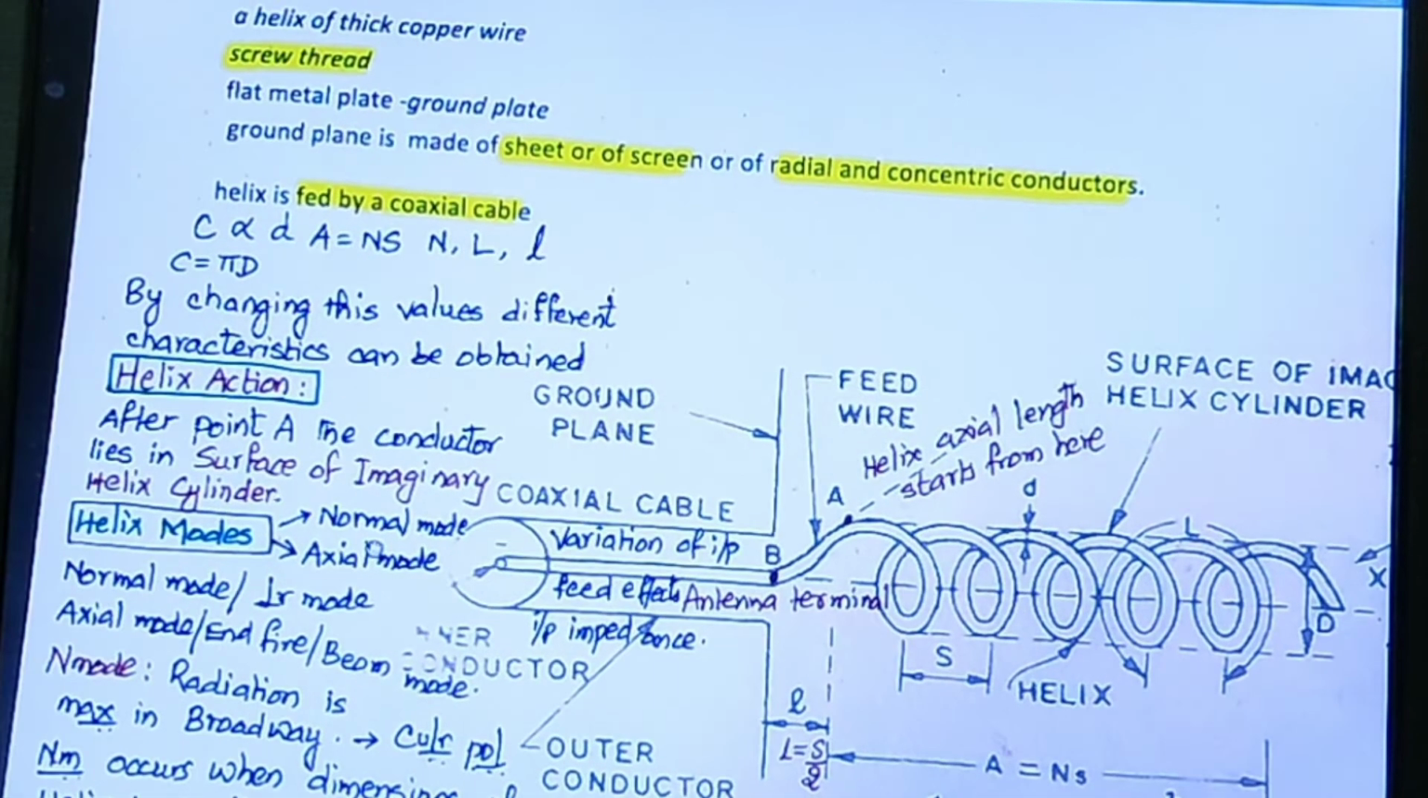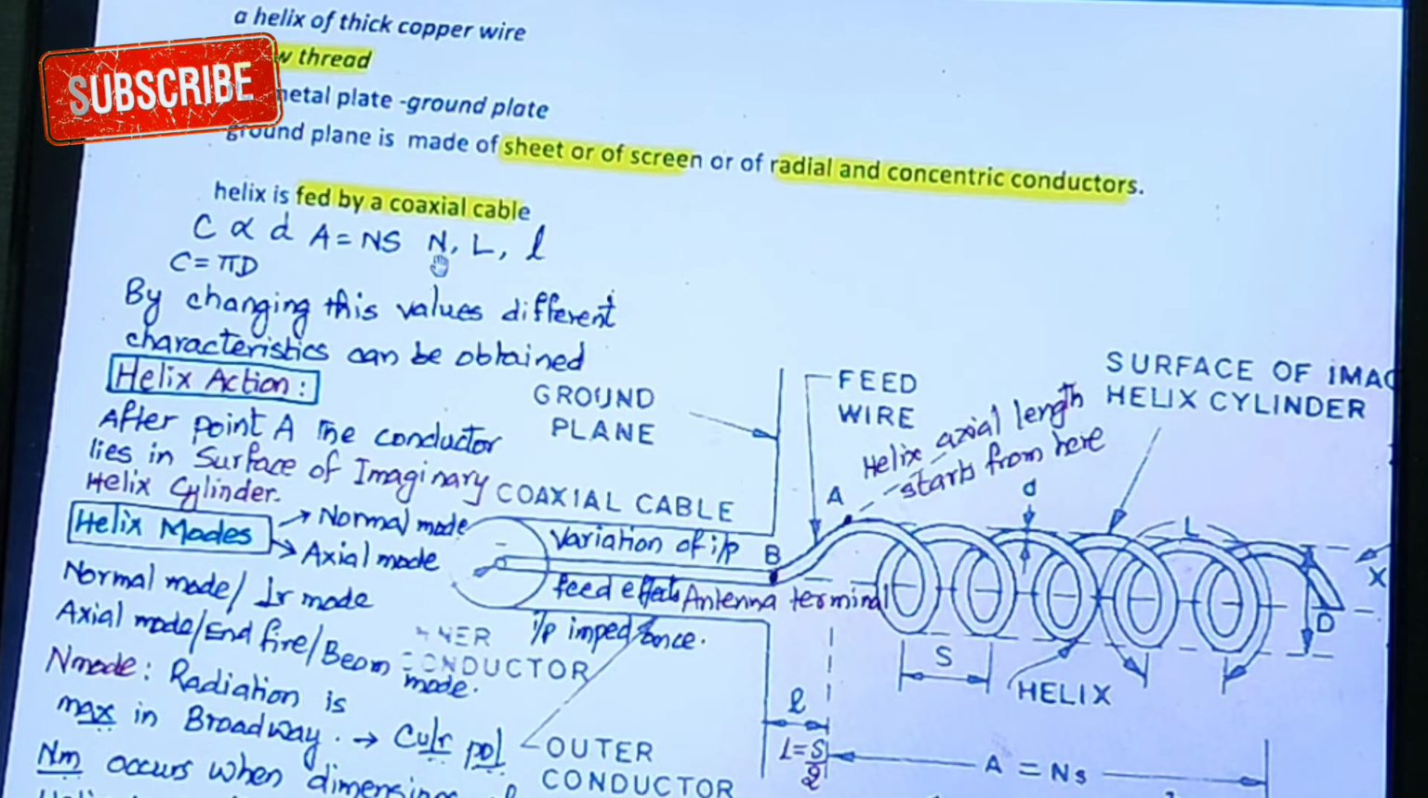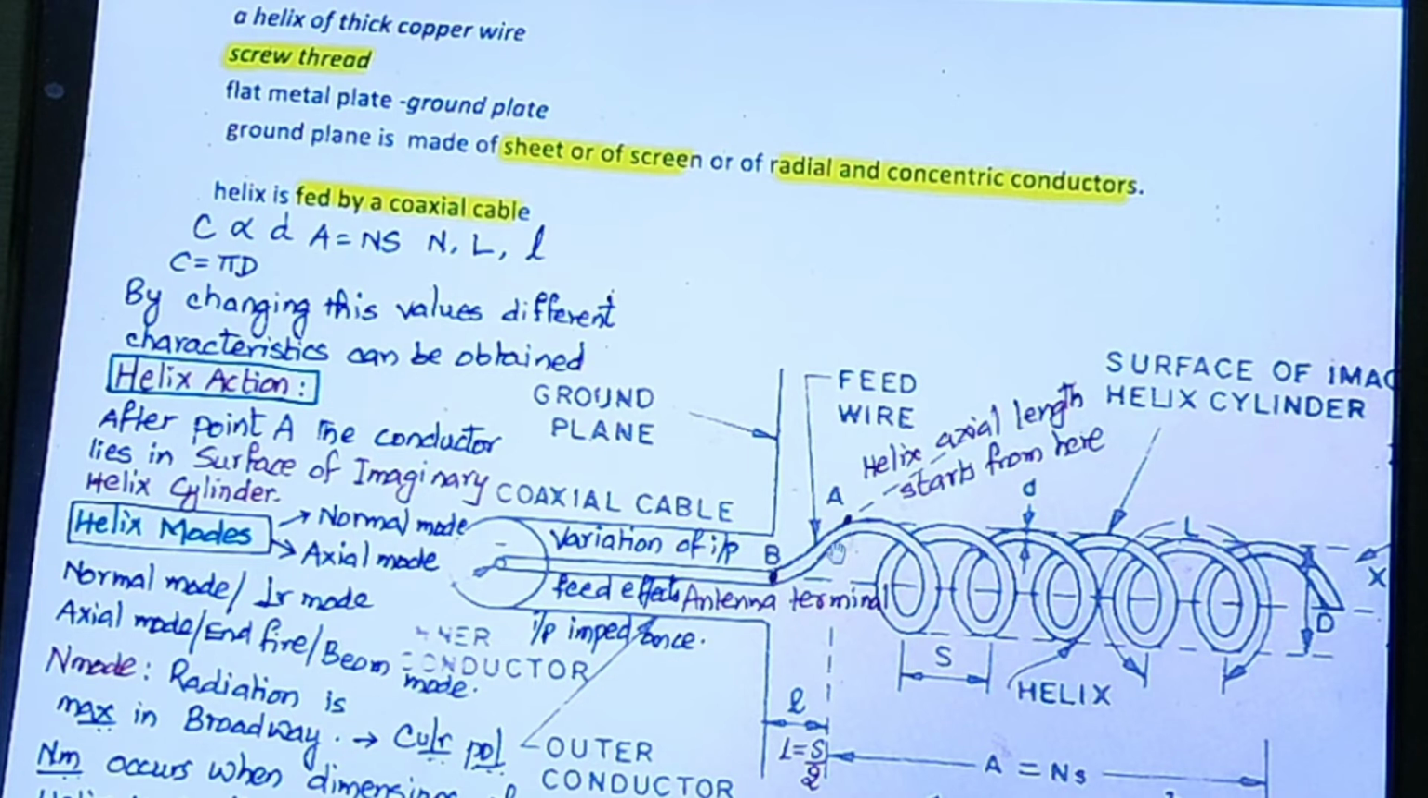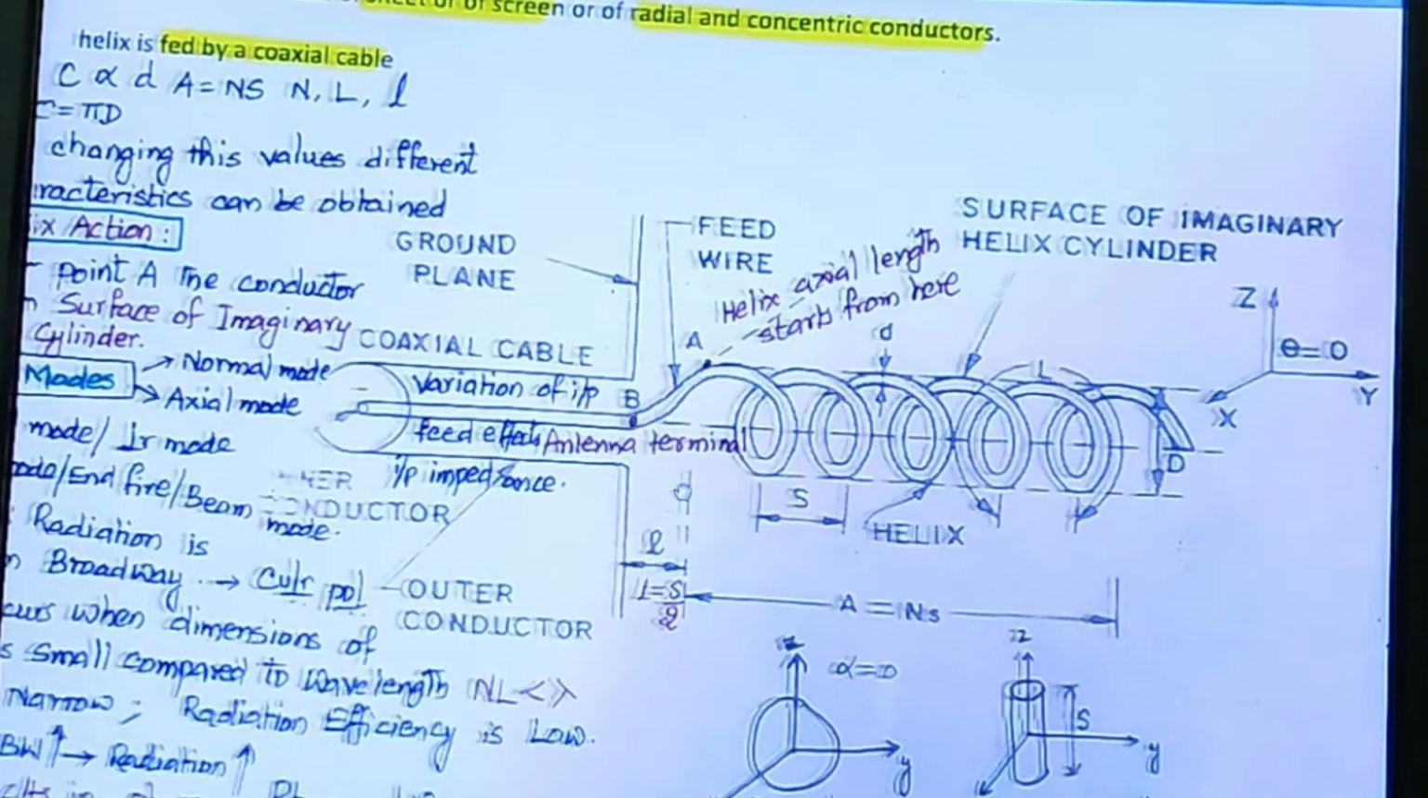Now let me explain from this geometry. C is the circumference of this helical antenna, and that C is directly proportional to the diameter, small d, and A is the total length of the helical antenna, that is N into S, where capital N is the total number of turns, capital L is the length of one turn of the helical antenna, and small l is the length from point B to point A. So the circumference of this helical antenna, C, is equal to pi into d.